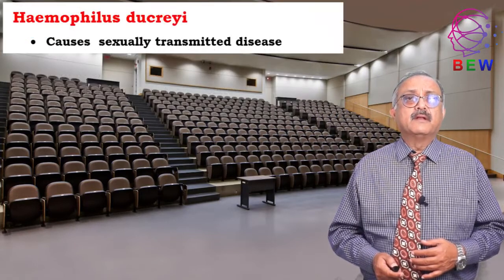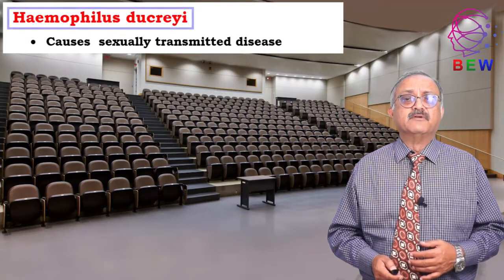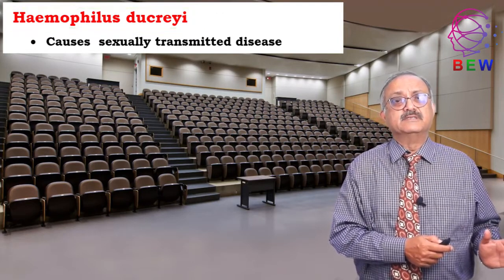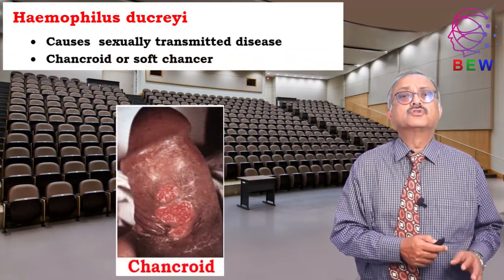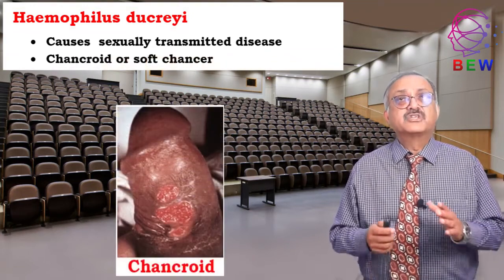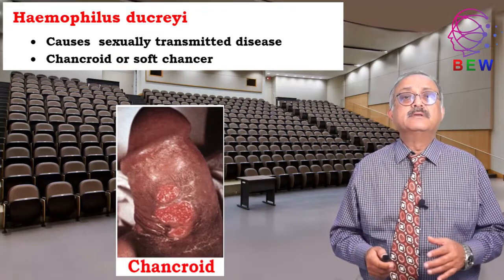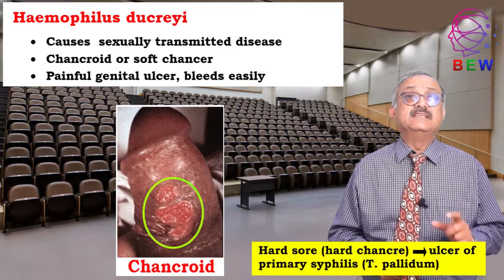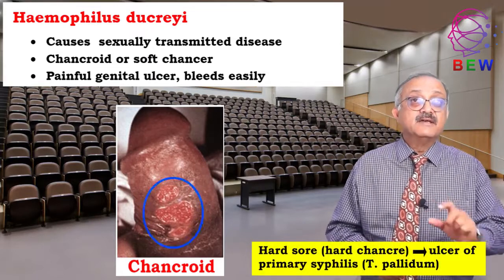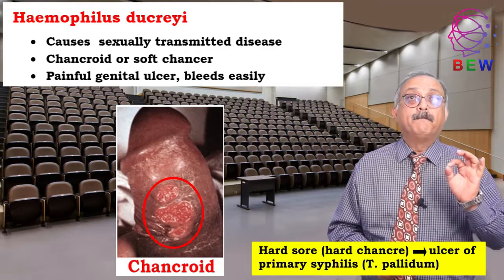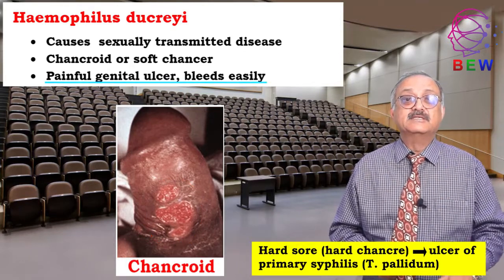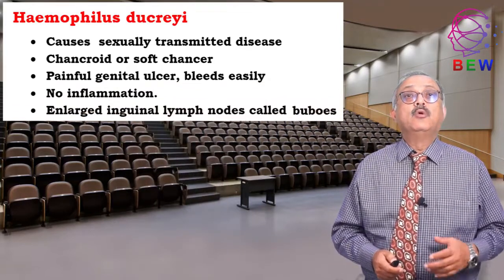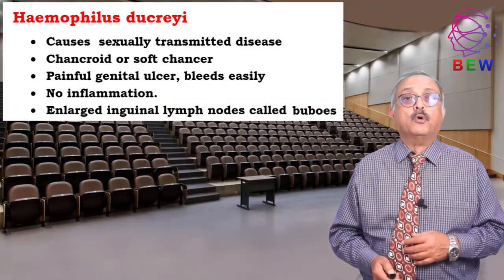We now come to another Hemophilus, Hemophilus ducreyi. It causes a completely different condition, a sexually transmitted disease, the chancroid or the soft chancre. It is a sexually transmitted infection that causes a painful genital ulceration that bleeds easily. Compared to syphilis, where there is no pain, this has a painful ulcer that bleeds. There is no inflammation of the surrounding skin. There are enlarged inguinal lymph nodes, also known as bubo.